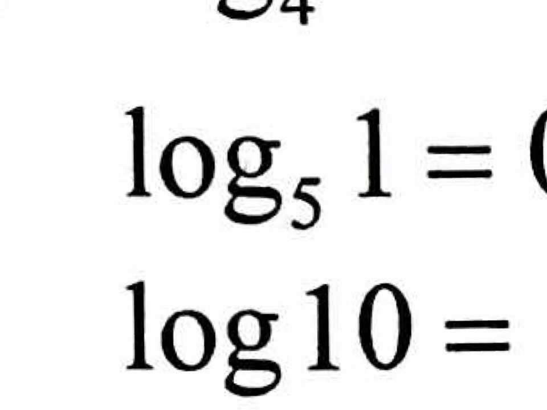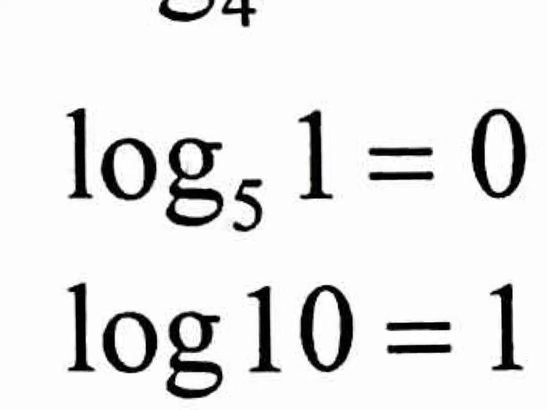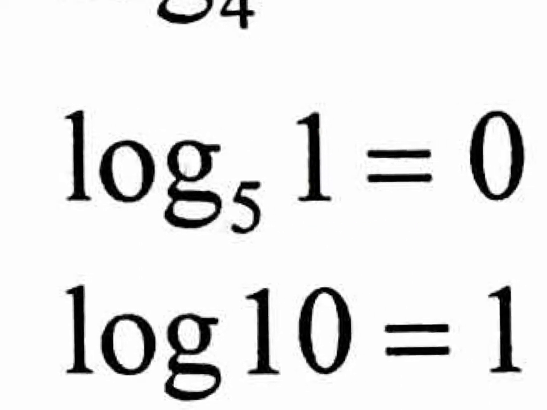How about this guy? 5 to what power gives me 1? The answer is 0. Because 5 to the 0 power, anything to the 0 power, equals 1. Does that make sense? Yeah?